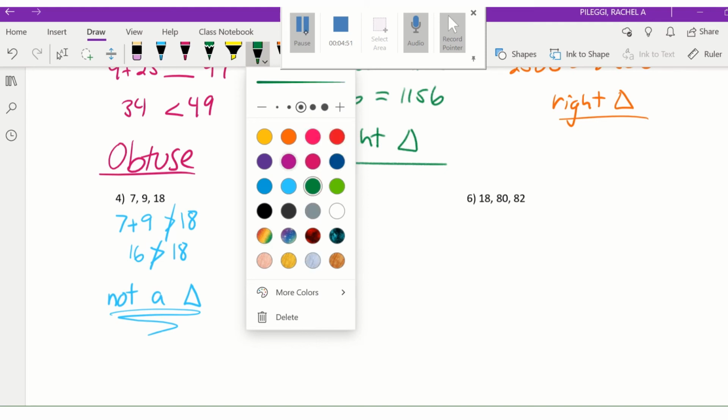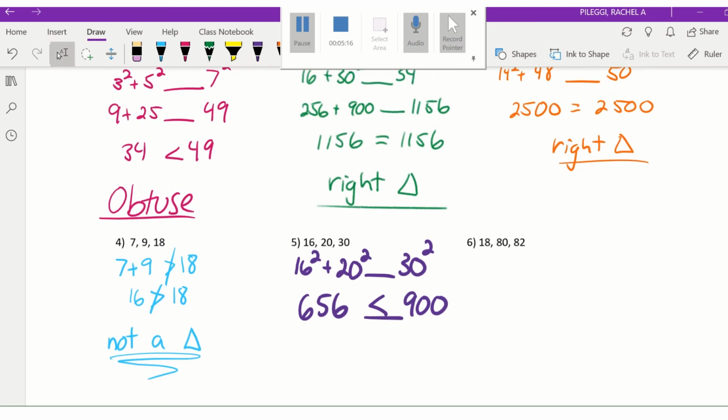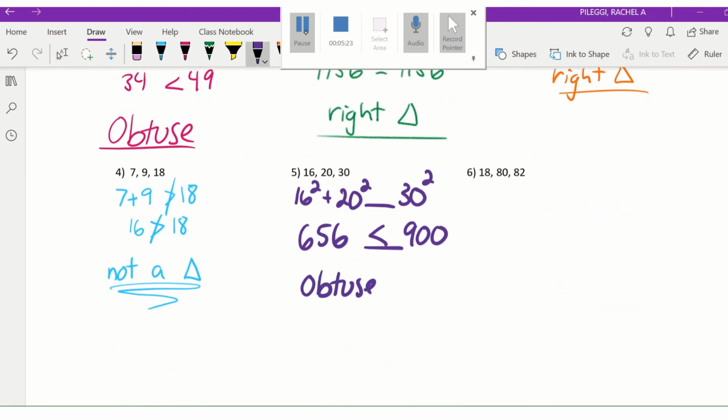All right, let's see. Number 5, we have 16 squared, 20 squared, and 30 squared. So 16 squared plus 20 squared gives me 656. 30 squared gives me 900. So 656 is less than 900. And so if I went back up to see which one that lines up with, that means that this is an obtuse triangle. And if I were to check if it were actually a triangle, it does work because 16 plus 20 is 36, which is bigger than 30. So that does work. And now we'll just have one more example for today.